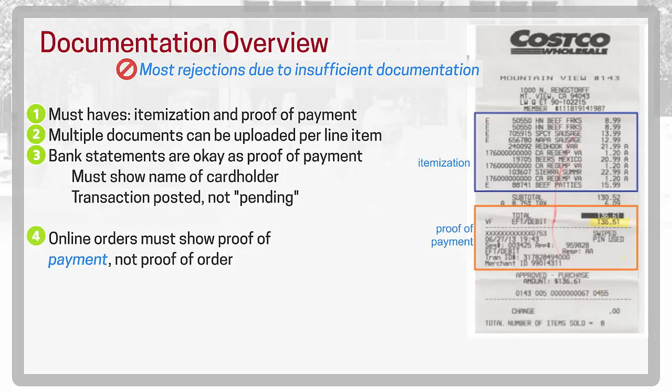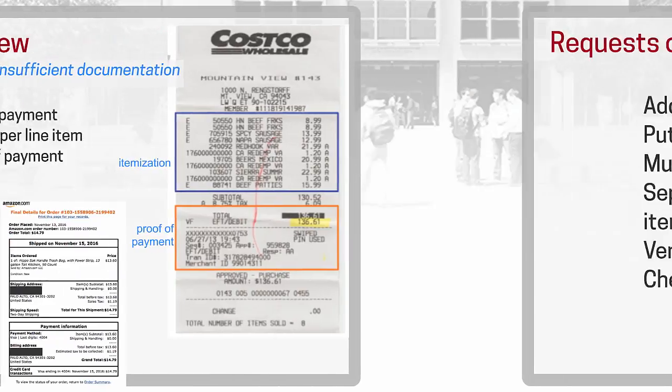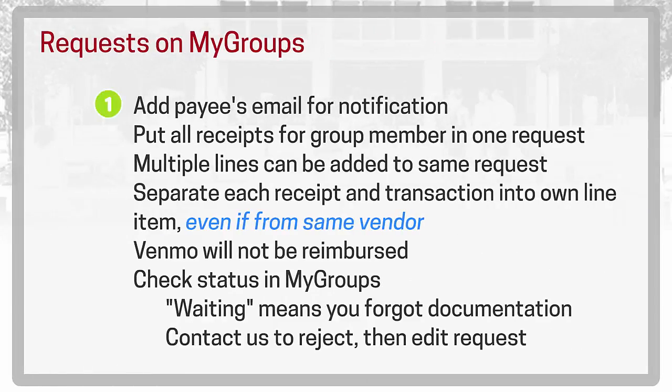Online orders are a little bit different in that they can be canceled. For this reason, order confirmations are not sufficient because we want to see that orders have been completed. For proof of payment, the specific language we need to see is billed to card, charged to card, or a shipping confirmation showing the items were shipped on a previous date. If you do not receive any documentation showing your card was charged or the items shipped, you will need to provide your bank statement. Add the payee's email address in the request so they are notified when the check has been mailed or when it is ready to pick up.